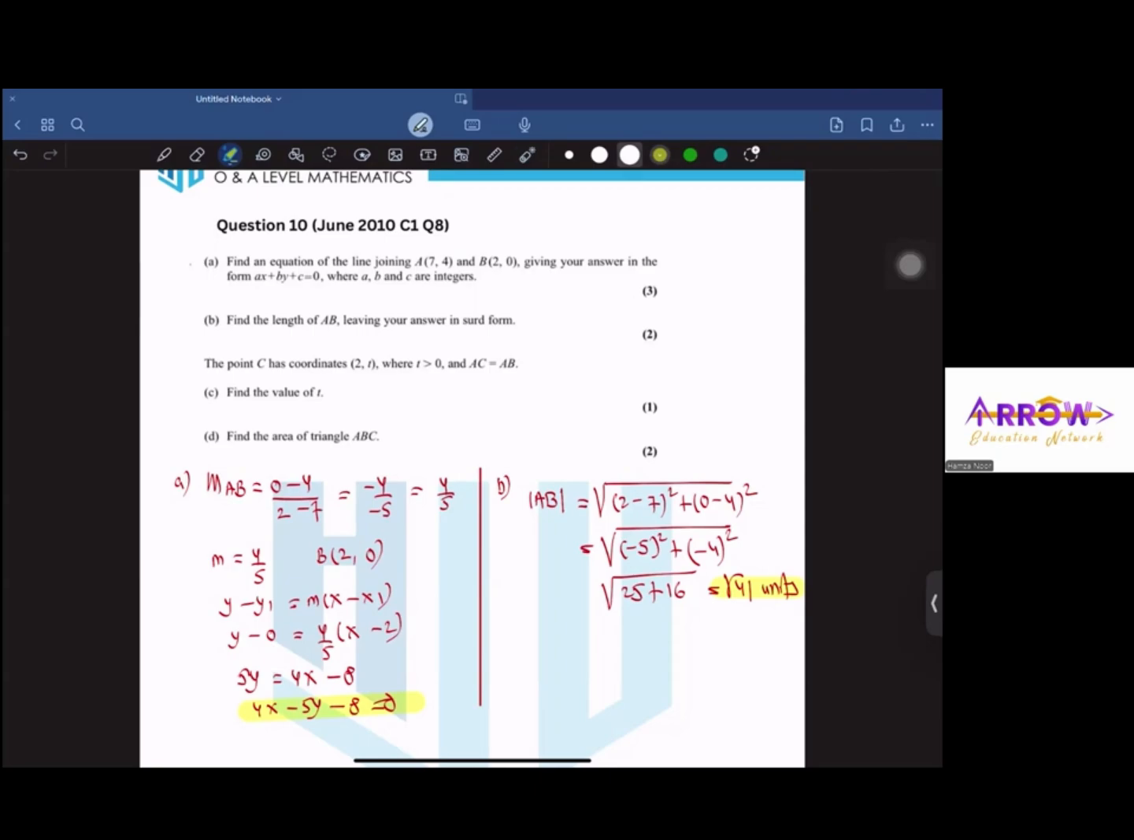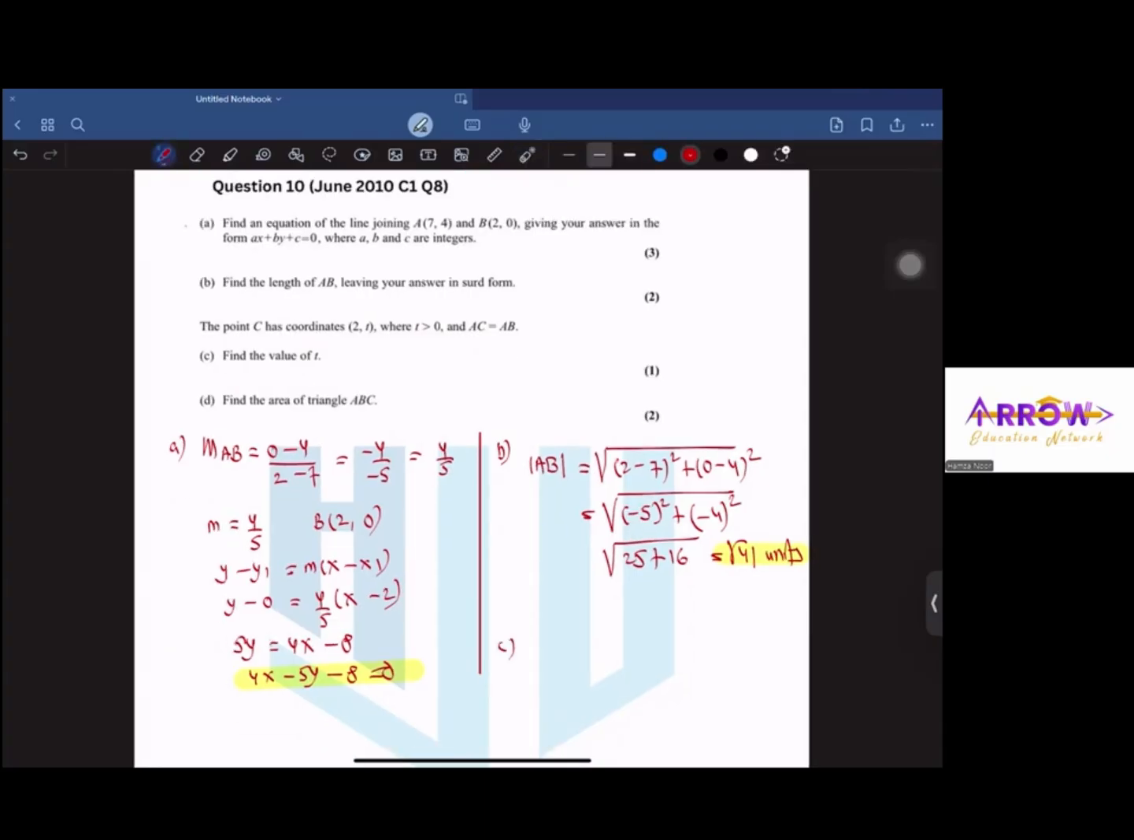Now before part C, we have some information that the point C has coordinates 2 comma t, where t is positive, and the length of AC is exactly equal to the length of AB, meaning the distance between A and C is equal to the distance between A and B. So we need to find the value of t, and this is worth 1 mark.